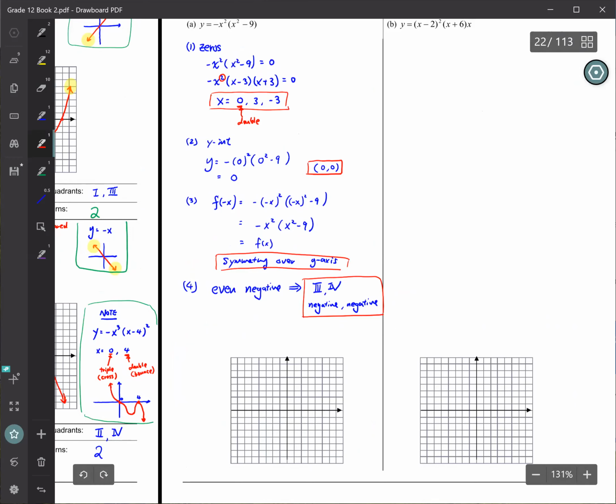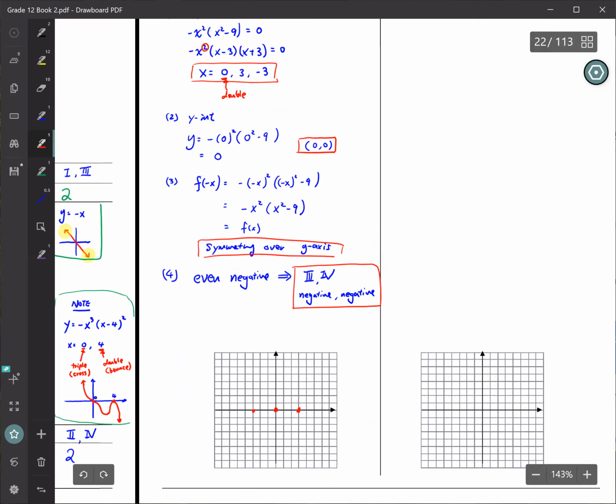So we have zeros at 0, and then -3, and then 3. And then we have quadrants 3 and 4. So quadrant 3 is here, 4 is here, and there's a double root, and there's a symmetry over the y-axis. Okay, so if you finish drawing, you can raise your hand.